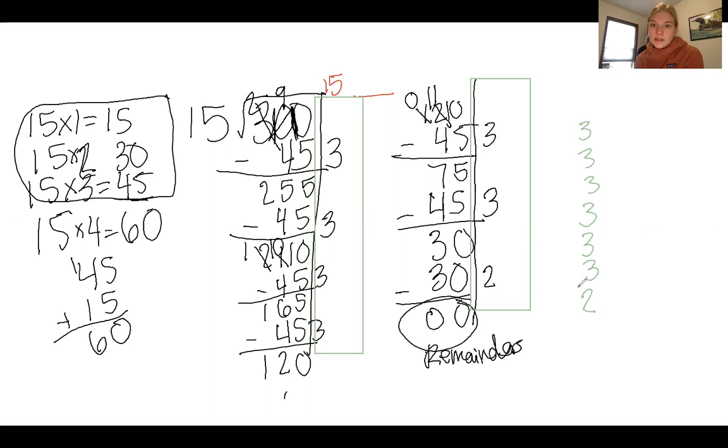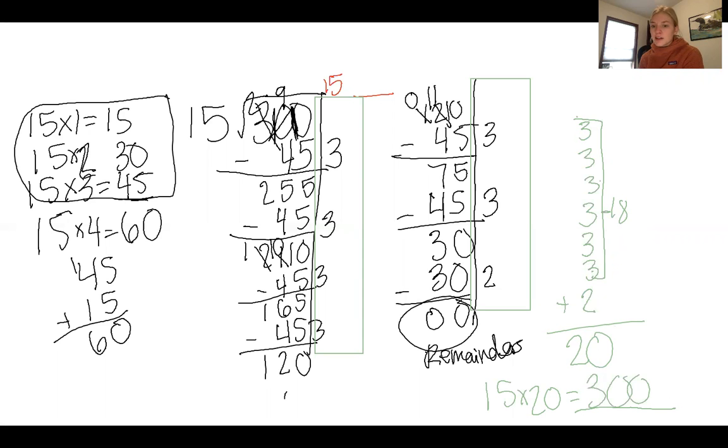All right. So 3, I know that, let's see how many 3s do I have. 1, 2, 3, 4, 5, 6. Oh, I know that 6 3s is equal to 18. 18 plus 2 more, 18, 19, 20. That's your answer, ladies and gentlemen. 15 times 20. Punch it into your calculator if you want to double check. But 15 times 20 is indeed 300.